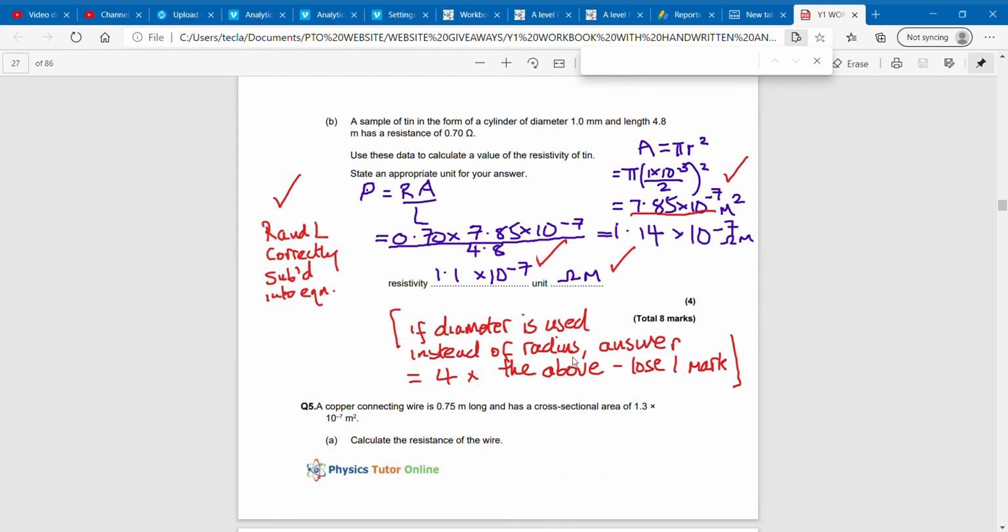If diameter is used instead of radius, the answer is going to be 4 times the above, and you would lose 1 mark. So you could still get 3 marks out of 4.